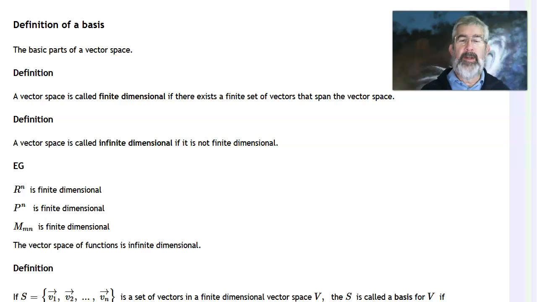And actually, before we get to the definition of a basis, I'm going to throw a couple other definitions in here first. And I'll admit, I'm only doing this because this is the way our textbook does it. I actually think these two definitions can wait until the next section, but we'll throw them in here for now. We say a vector space is finite dimensional if there exists a finite set of vectors that span the vector space. And if it's not finite dimensional, then it must be infinite dimensional.